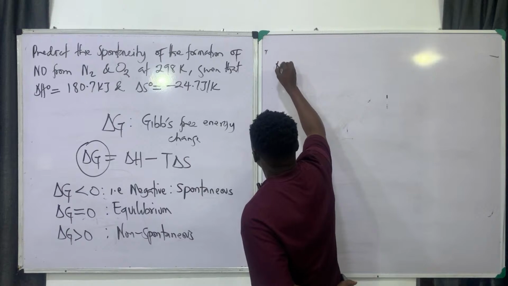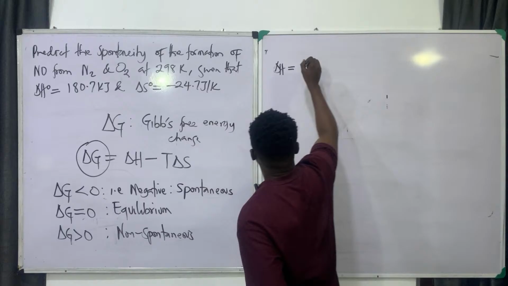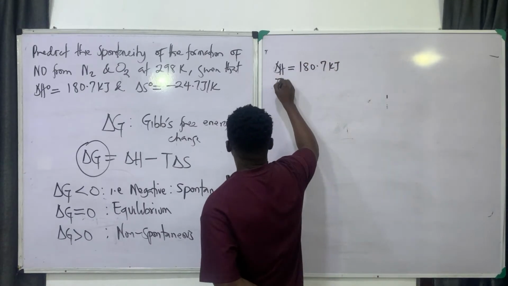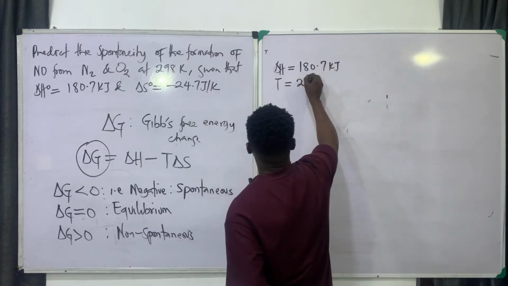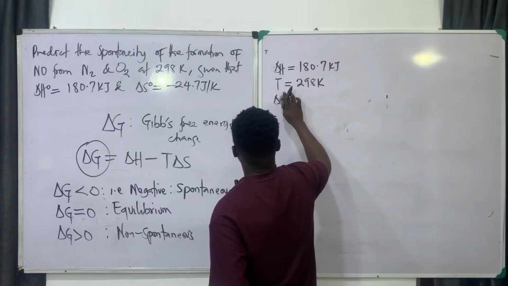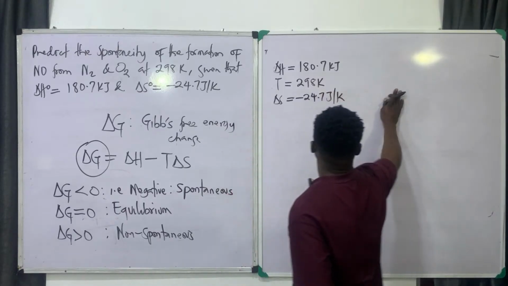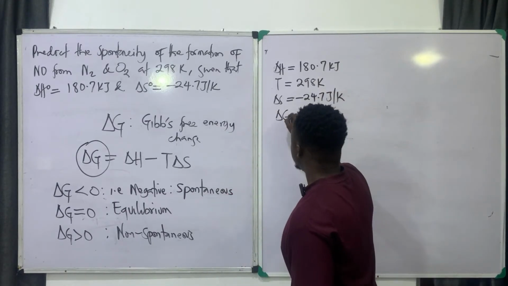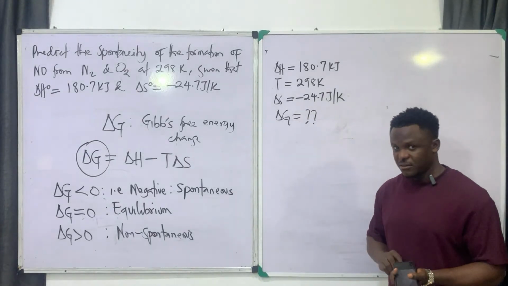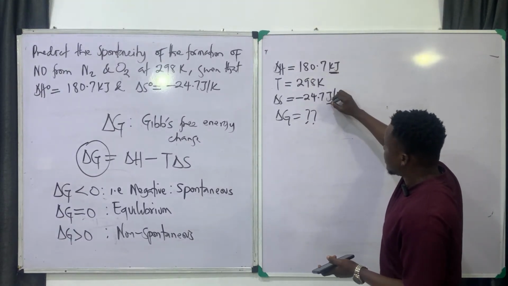Delta H from the question, they gave us to be 180.7 kilojoules. Temperature, they gave us to be 298 Kelvin. And delta S, they gave us to be this. So all we just need to do is to solve for delta G. But don't be in a haste. Do you know why? This value here is in kilojoules, while this guy is in joules.